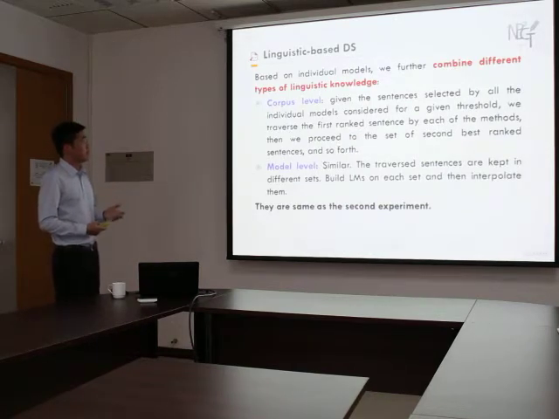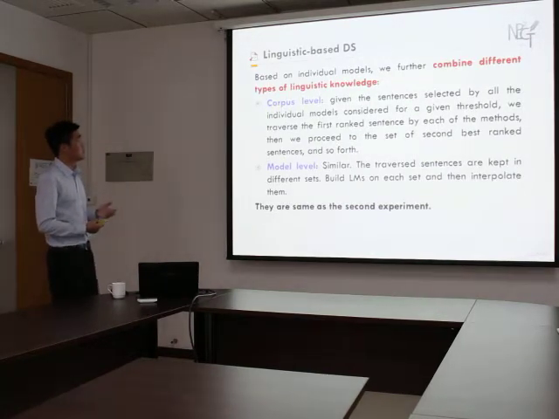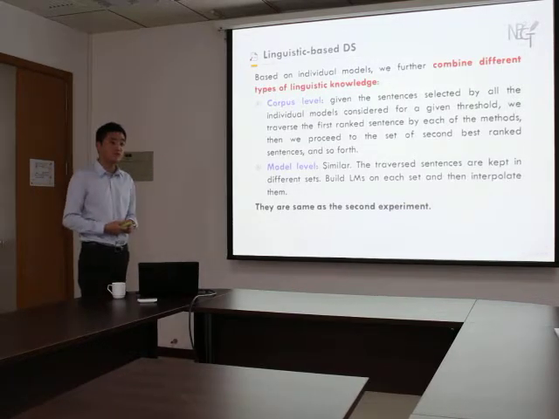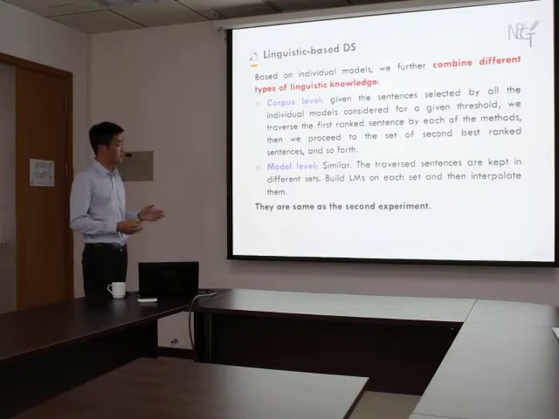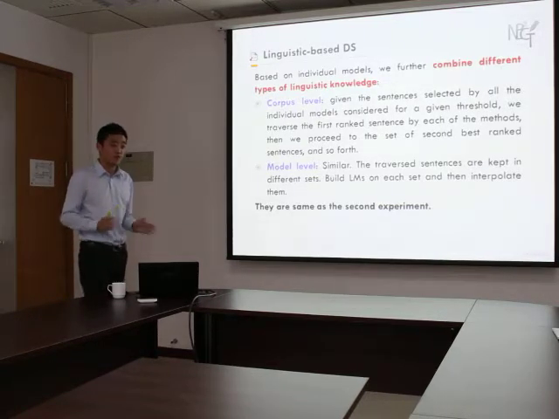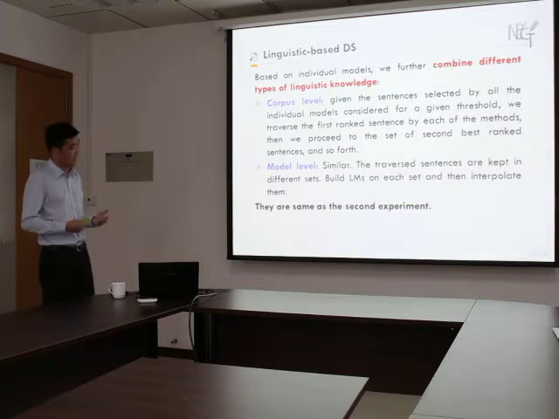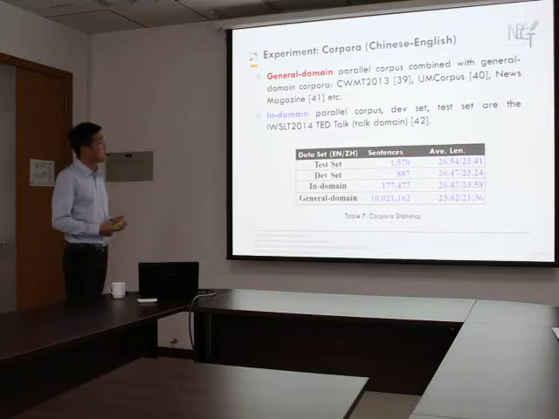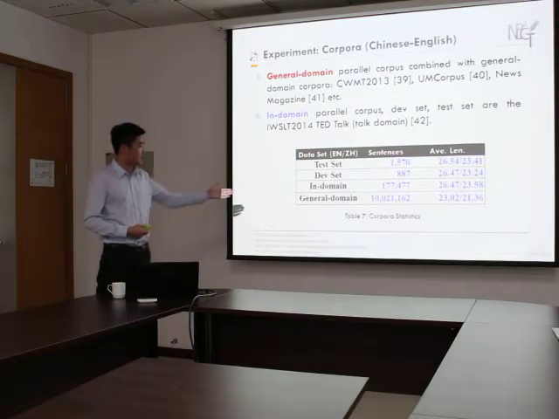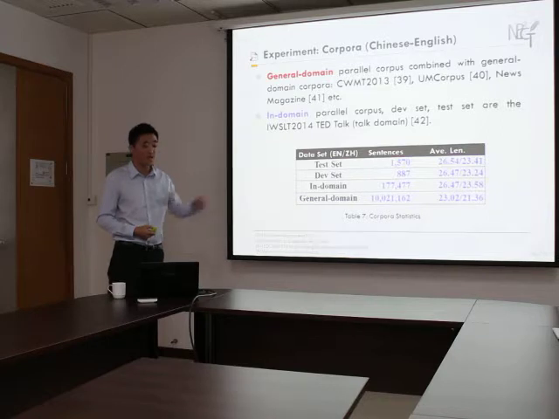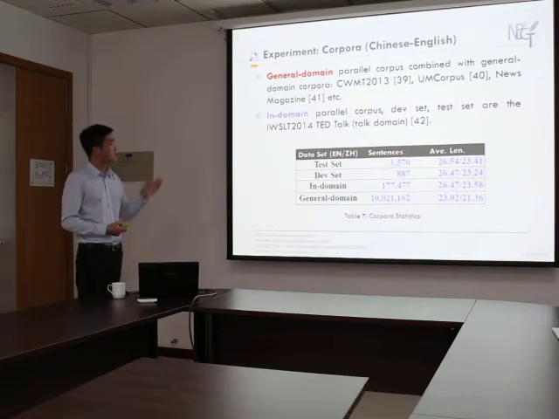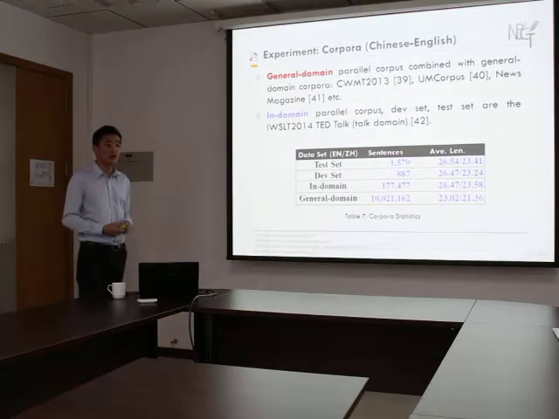Based on the individual models, I further combine the different types of linguistic knowledge at corpus level and model level. The methods are the same as our second experiment, so I will not talk about them again here. For this experiment, I now use a very large general domain corpus. It has 10 million sentence pairs. For the in-domain corpus, I now use IWSLT TED talk data, which is the talk domain.